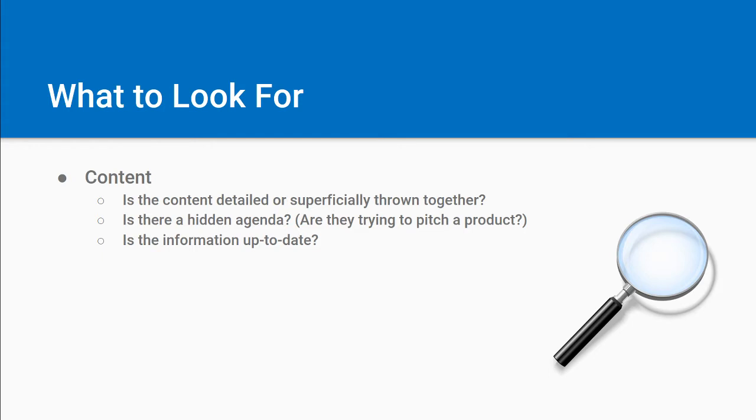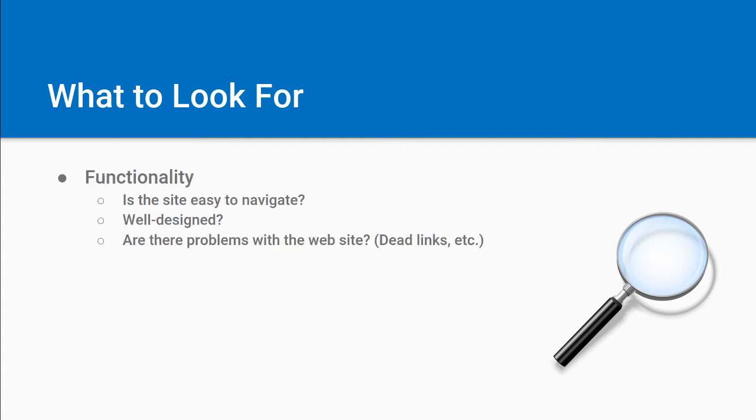Let's look at content. Ask yourself if the content is detailed or something superficially thrown together. Is there a hidden agenda? Are they trying to pitch a product? Are they taking advertisers? Because if they take advertisers, perhaps they have agendas with those advertisements. Finally, is the information up to date? Lastly, you want to take a look at functionality. Is the website easy to navigate? Is it well designed? Are there problems with the website, such as dead links, images that won't load, or maybe the website takes too long to load? So you want to look at those things.